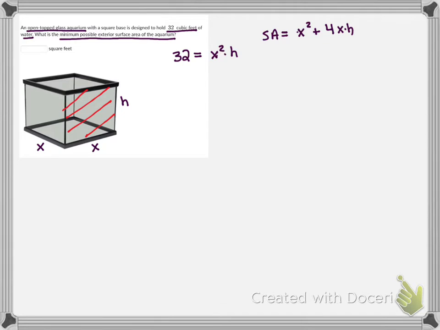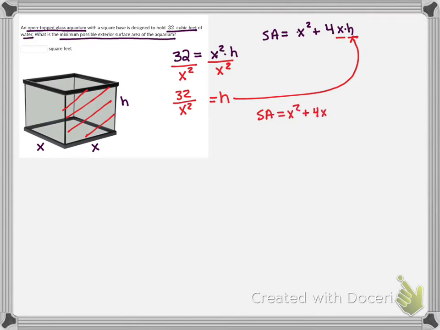So the last thing, notice we have an h and an x. It would be nice to have those all in terms of x or h. So let's divide this second equation by x squared. h equals 32 over x squared. That will go into this upper equation for h, and we'll have surface area equals x squared plus 4x times 32 over x squared.